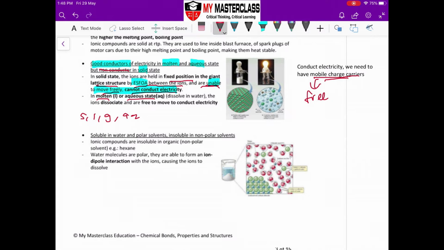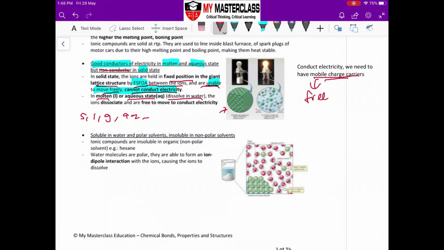Sodium chloride aqueous. Aqueous means dissolved in water. So sodium chloride aqueous is a mixture of water and salt dissolved inside. When you have solid salt, the particle arrangement will look like this. The green ones are your minus, the gray ones are your plus. The gray ones are your cations, Na plus. The green ones are the Cl minus.